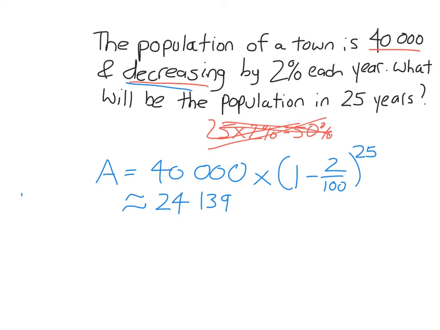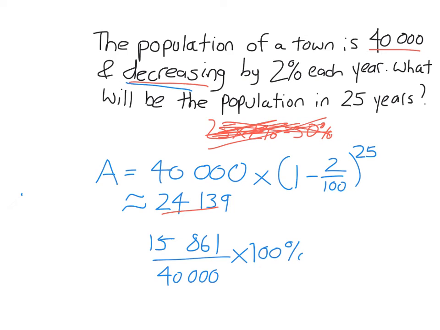24,139. So just so you know, that's of course more than half of 40,000. That's why this is wrong. So the percentage it's actually decreased by, it's gone down by 15,861 people. I can just figure out what this is as a percent of the original. And if I want to convert a fraction to a percent, I just times by 100. And so the answer I get is 39.6525%, okay? So this is the number of people that have left the town, because it's 40,000 minus 24,139.